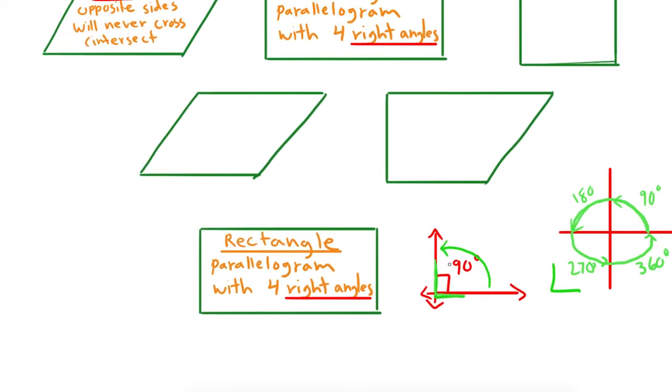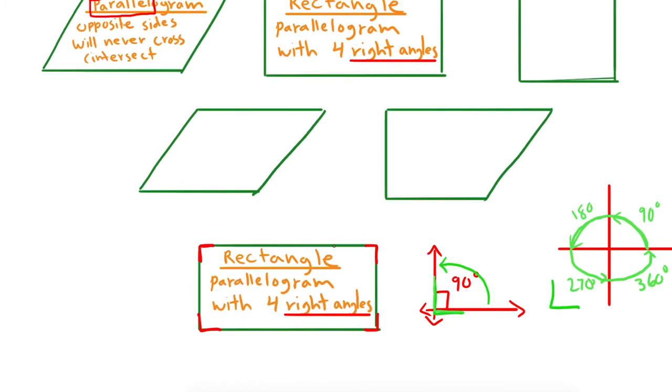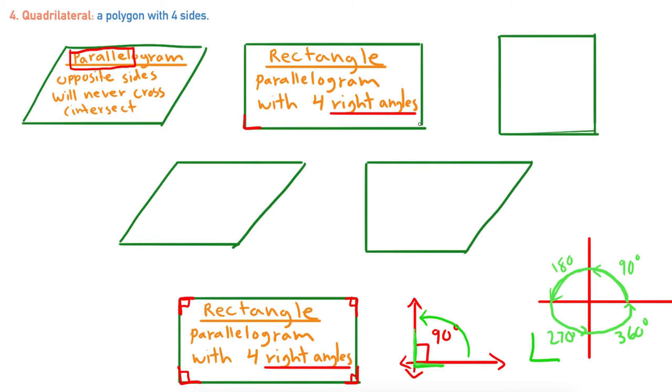So a rectangle has four of these 90-degree right angles. If we looked here, we can see that there's one right angle, two, three, and four. Okay, so that's what makes a rectangle a rectangle. First, it needs to be a parallelogram. The sides need to be parallel to each other, and it has to have four right angles. All right, so we have one, two, three, four of these L-shaped right angles. So that's what makes a rectangle a rectangle.